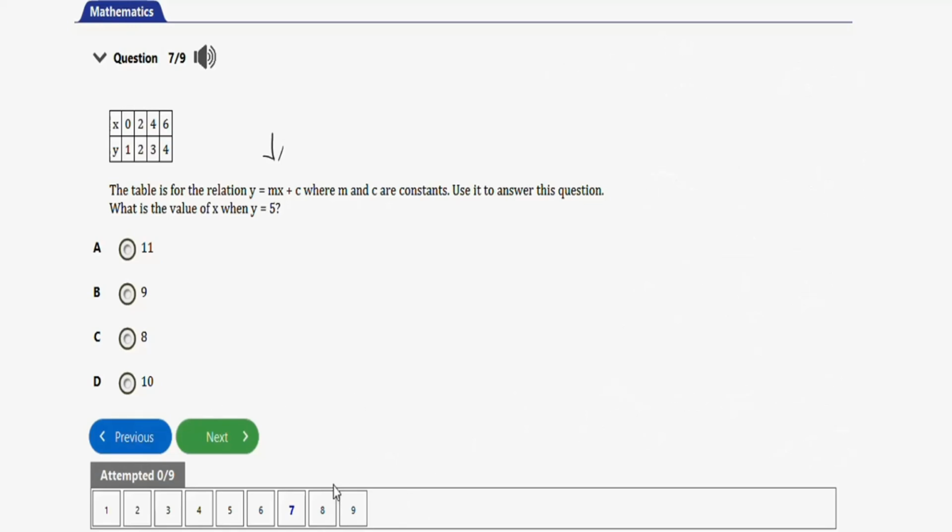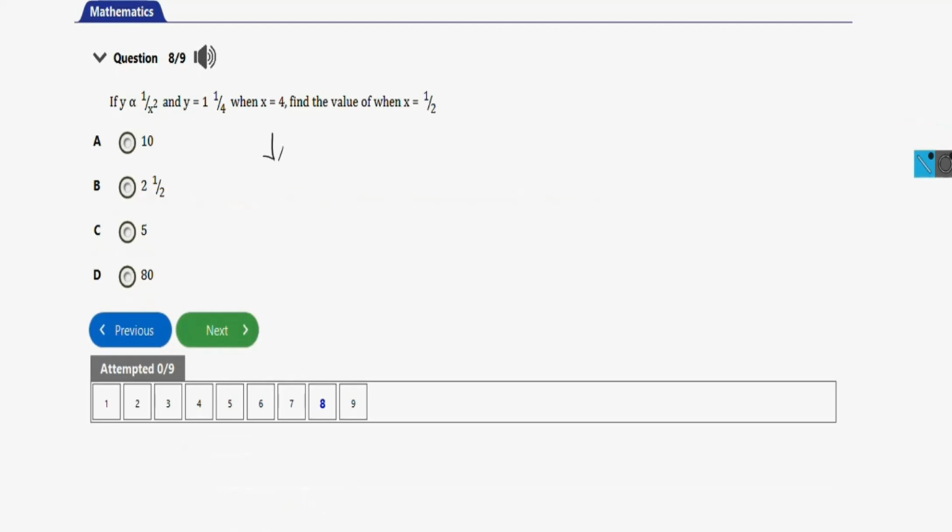So the next repeated question will be this one. It says, if y varies inversely as 1 over x squared, and y equals 1 whole number 1 over 4 when x equals 4, find the value of y when x equals half. So this is inverse variation basically.